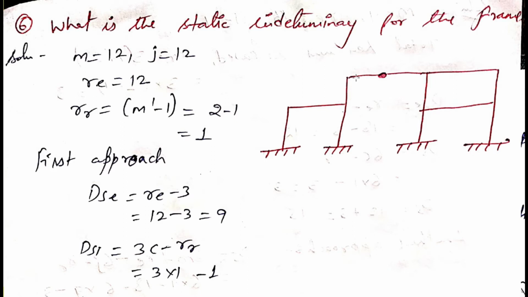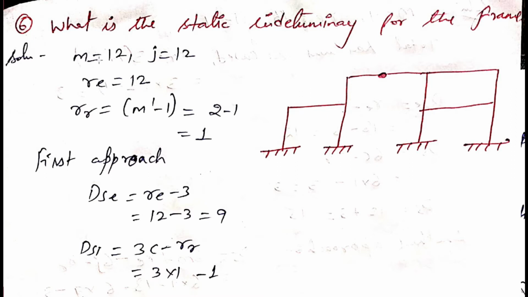The question: what is the static indeterminacy for the frame? This is a frame, with a fixed support here, and a second fixed support, third and fourth. We know for a 2D rigid frame, each fixed support has three reactions: one horizontal, one vertical, and the third one is moment. So three reactions here, three here, three here, and three here. So 3 times 4 is 12 reactions. RE value is 12, that is the external independent support reactions.